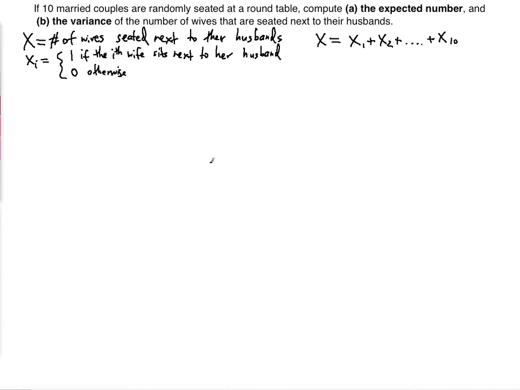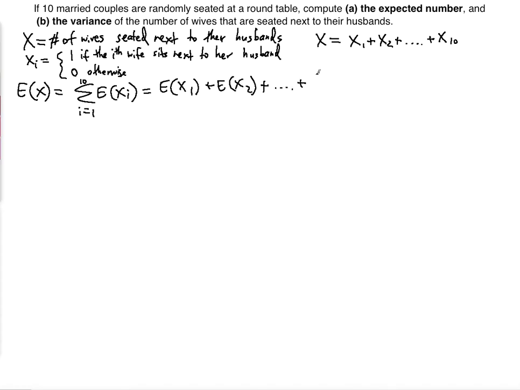So now we're looking for expected value, right? Because that's the first thing that we need to find, the expected number of wives that are seated next to their husbands. Right? So the expected value of the random variable will be the sum of all expected values from 1 to 10 of the E of Xi. Right? So it means that you're going to add each expected value of each random variable, right? 1, 2, etc., until the last one. Okay, so now let's find each of them.